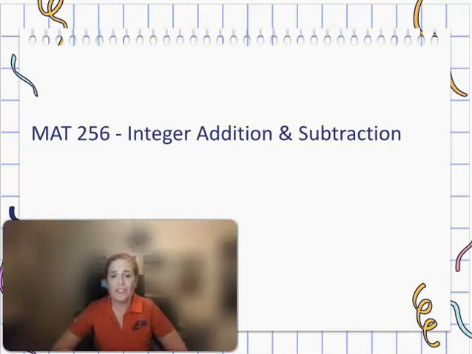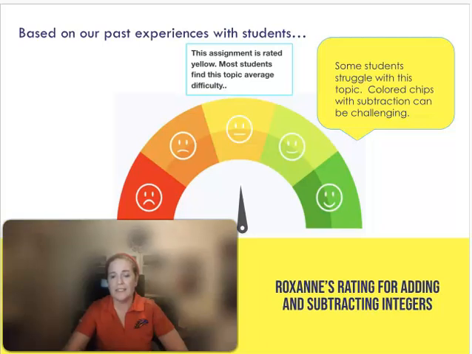Now I know you know integers, but they can be a stumbling block. So I've rated this lesson yellow because you're going to use a new model with colored chips, and some people find it challenging. One of the biggest things about integers is it's tough to model a negative value. So that's where integer chips come in and really help us out.